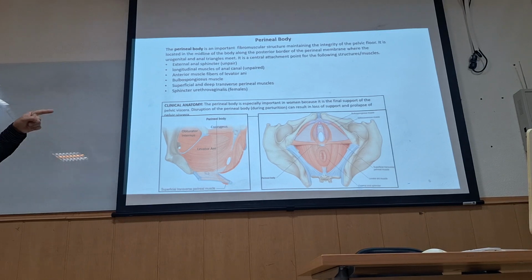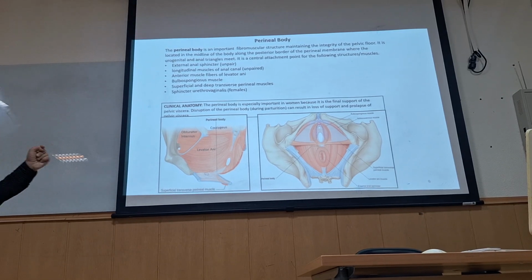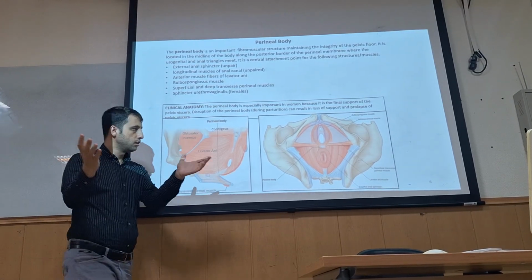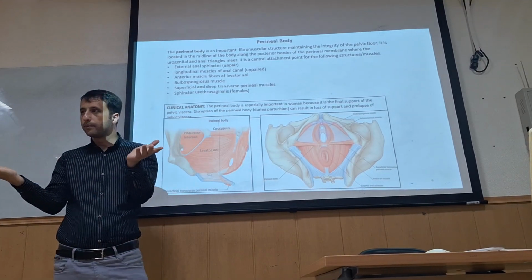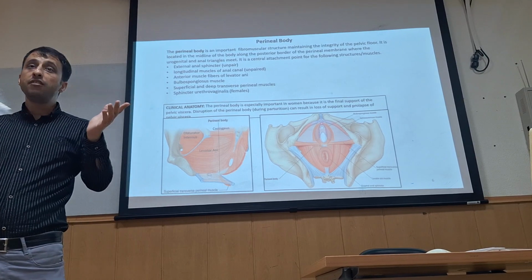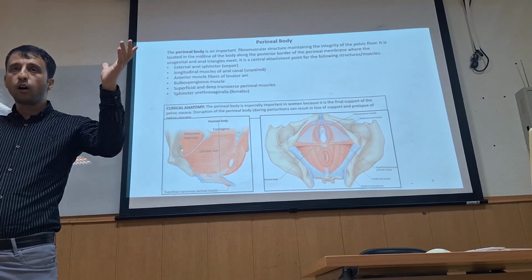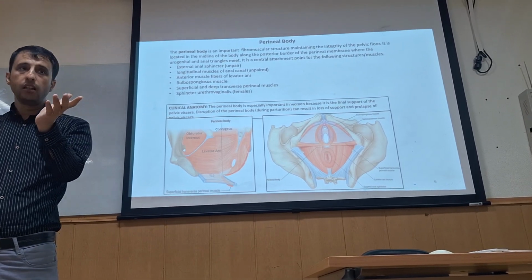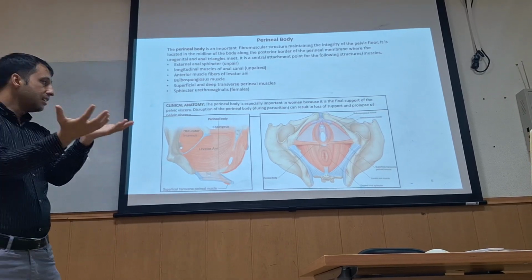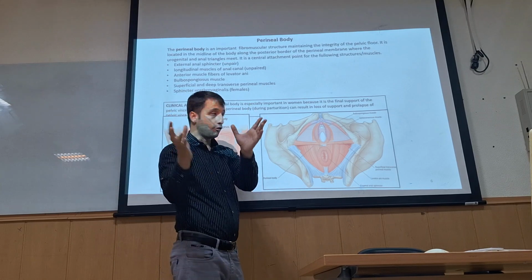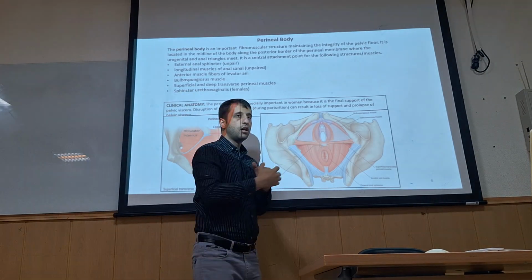Another muscle ending in the perineal body, on the lateral side, is this muscle. What is this? Levator ani, which originates from the lateral part of your pelvis and travels inferiorly and medially, and some of its fibers arrive at the perineal body.